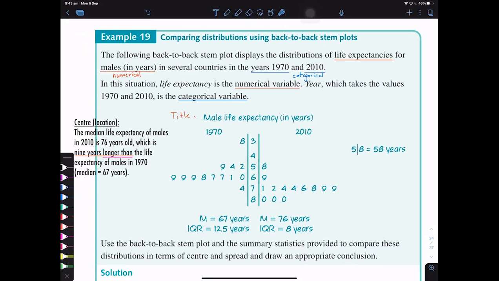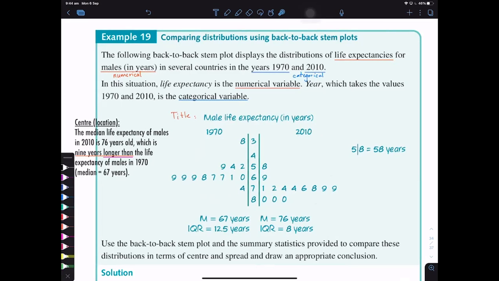I've got a suggestion in the chat here. It says the male life expectancy in 2010 is 4.5 years shorter than the life expectancy of the males in 1970. So what this person did was find the difference between 12.5 and 8. But is that what we do with spread? Is that how we compare spread?